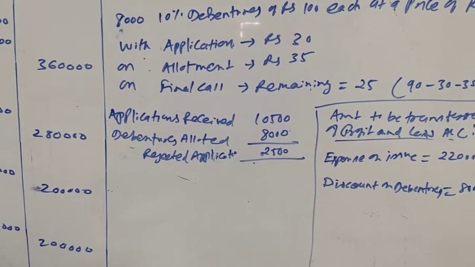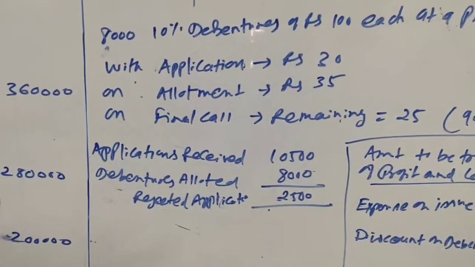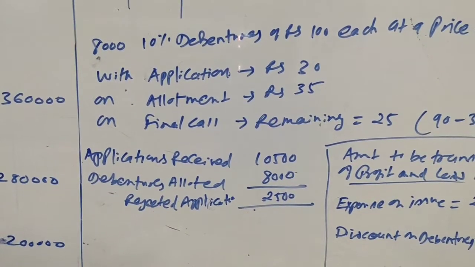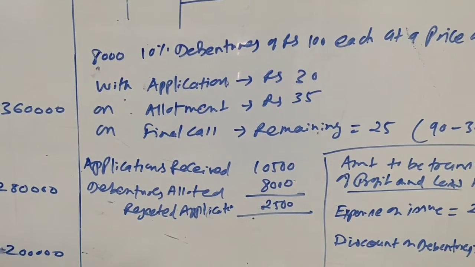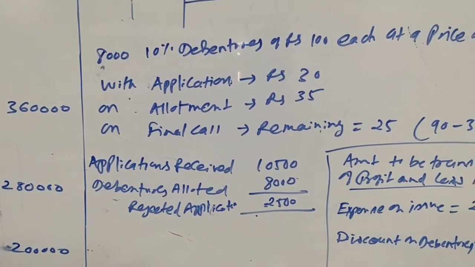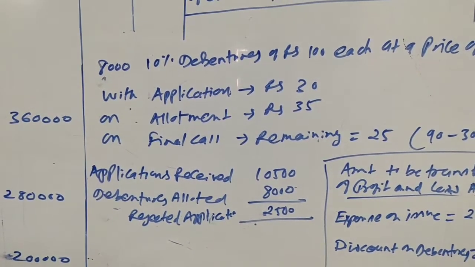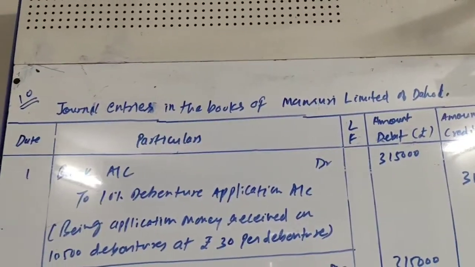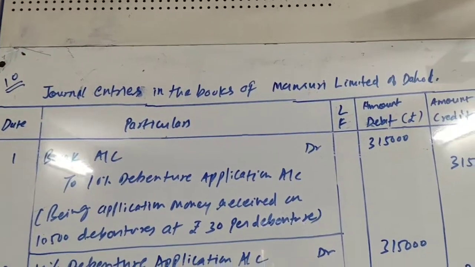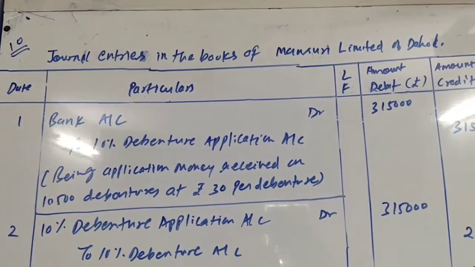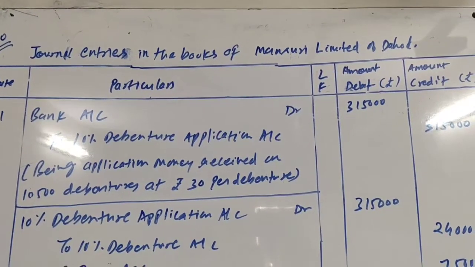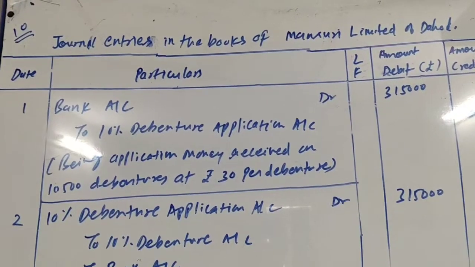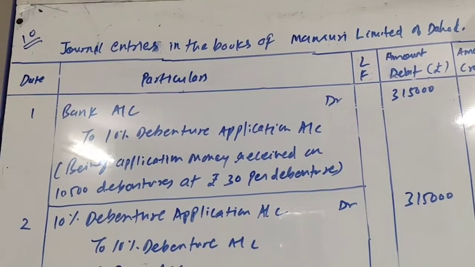First of all, application money rupees 30 is received on 10,500 applications. So 10,500 into 30 will be 3,15,000, and the entry will be bank account debit to 10% debenture application account. So here it is. Sum number 10, journal entries in the books of Mansoori Limited. Bank account debit to 10% debenture application account 3,15,000, being application money received on 10,500 debentures at rupees 30 per debenture.